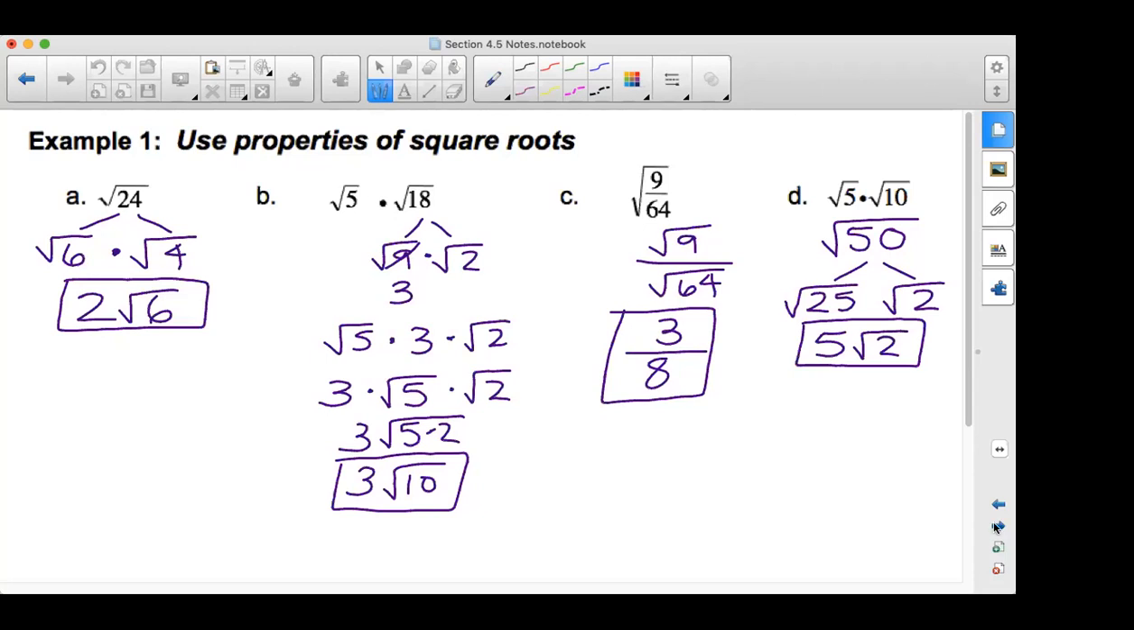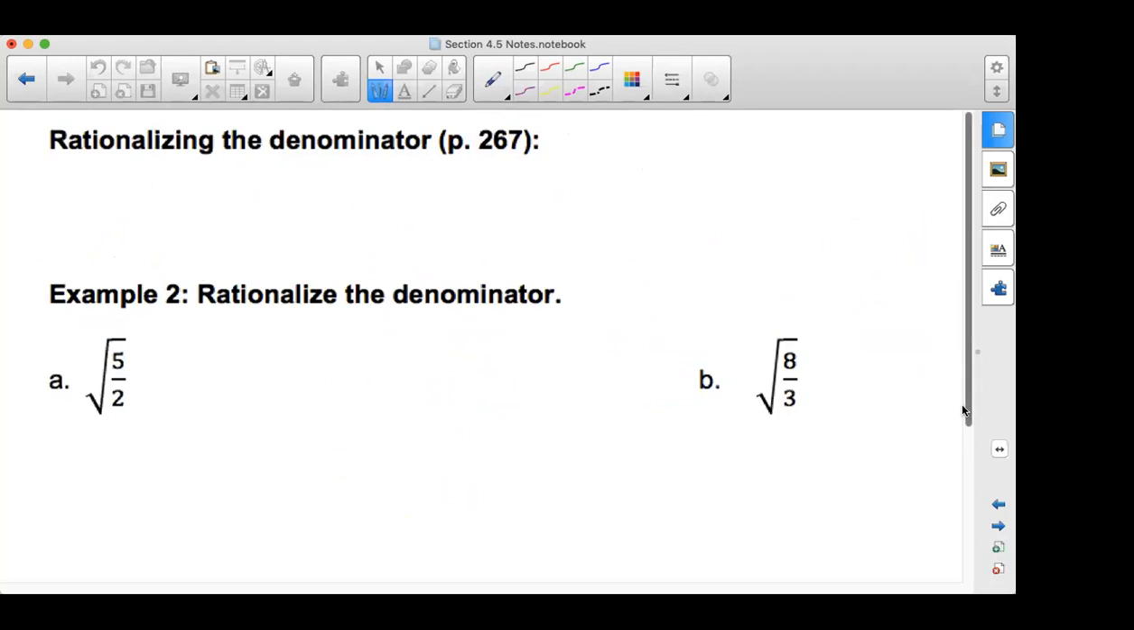All right. So rationalizing the denominator. We do not like having square roots in the denominator. It can't happen. So rationalizing the denominator means that we're eliminating the radical from the denominator.